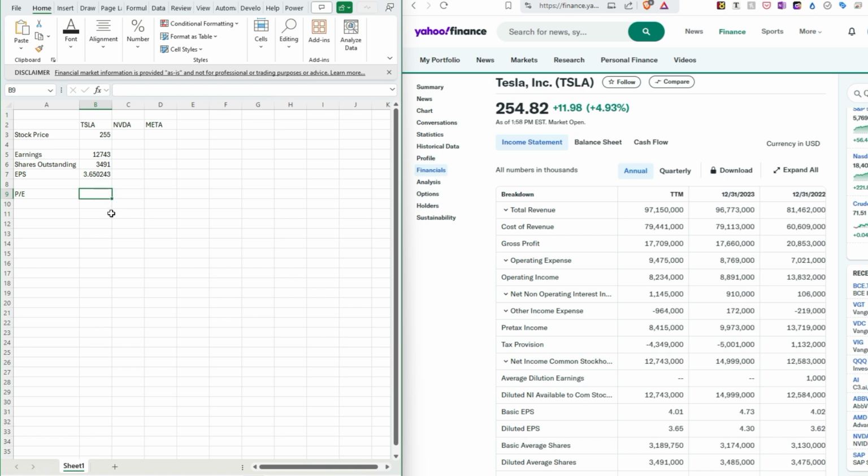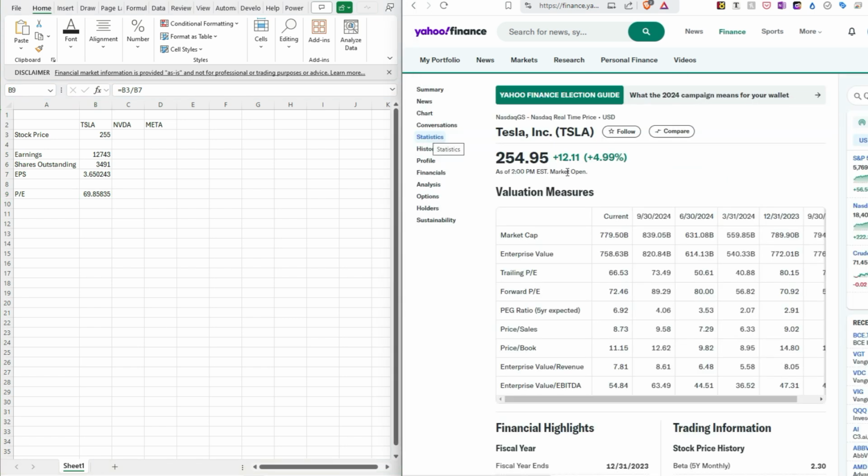So now to calculate the PE multiple, we're going to take the stock price divided by that EPS, and that tells us Tesla's trading at around 69.85 times earnings. If we go to the statistics page, we can see trailing PE is about 66.5, so fairly close. So it could just be that something hasn't been updated. There could be some rounding issues, that sort of thing, but we're still in the ballpark.